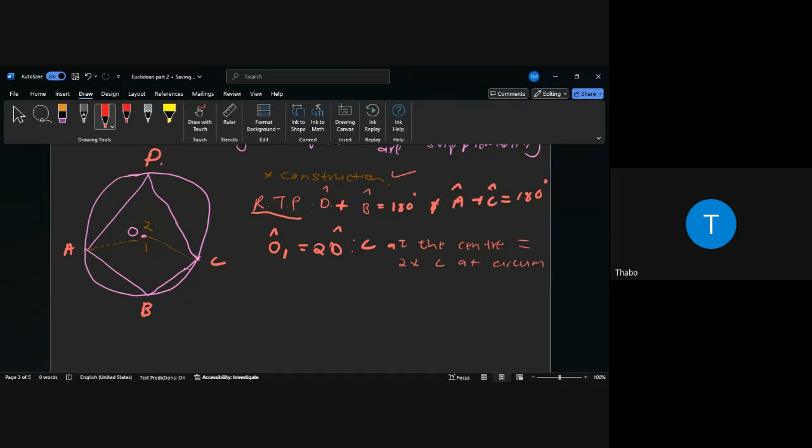So, guys, do you agree when I say O2 is equal to twice B for the same reason? Do you agree that this angle, also at the center, is equal to twice this angle? Okay. I'm happy there.